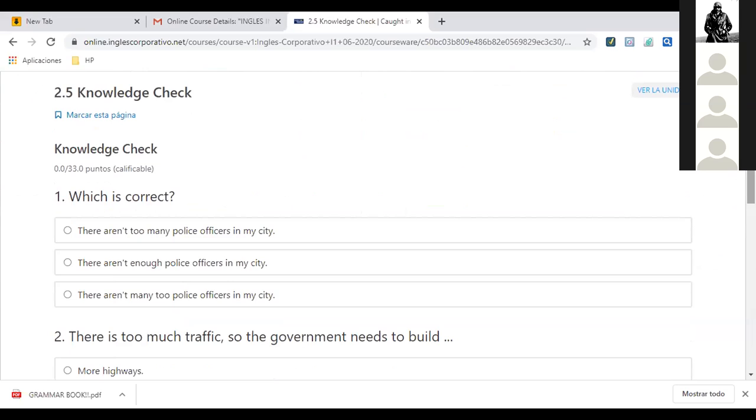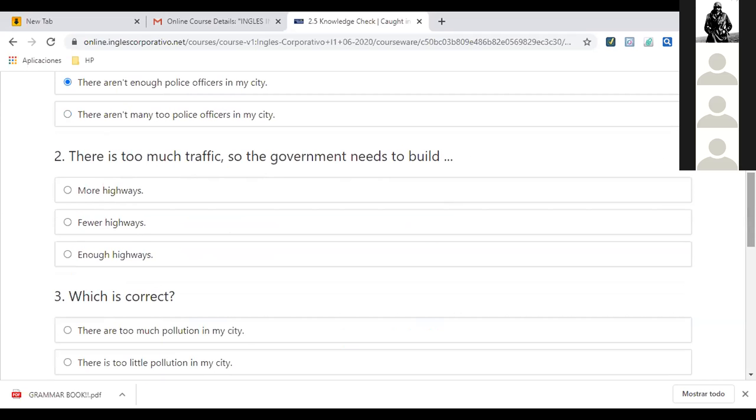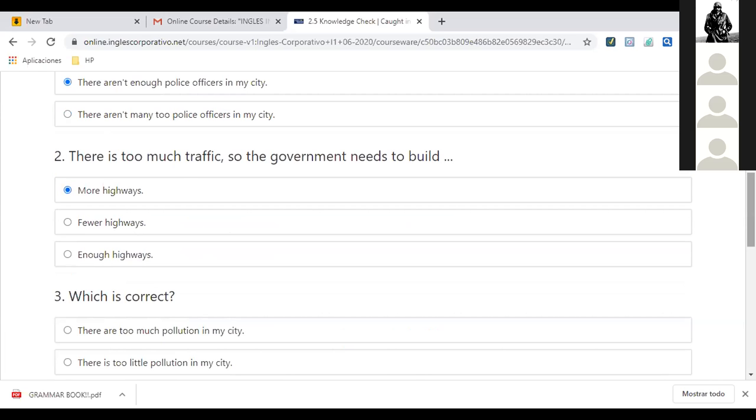So, which is correct? There aren't too many police officers in my city, there aren't enough officers in my city, or there aren't many two police officers in my city? Number two. Okay, let's click on number two. What about number two? There is too much traffic, so the government needs to build more highways, fewer highways, or enough highways? More highways. Yes, because here we need to have a bigger number of highways.